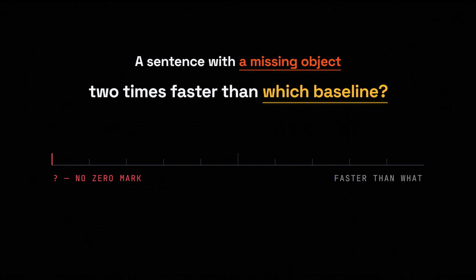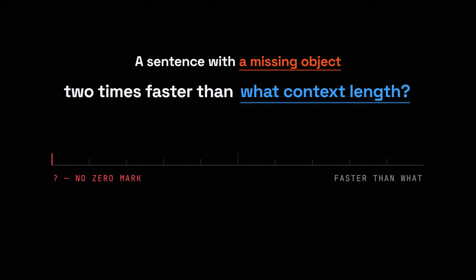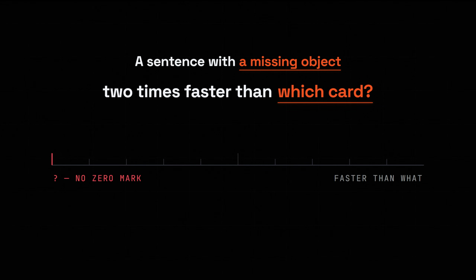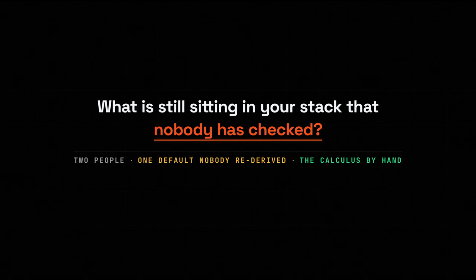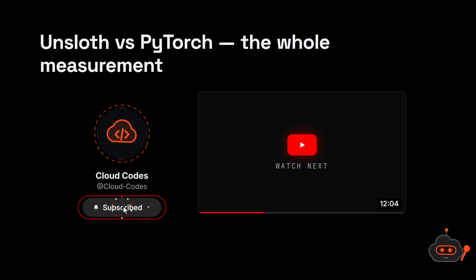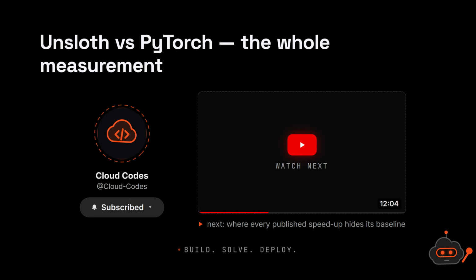2 times faster is a sentence with a missing object, and a field that repeats it without the object teaches people to shop for numbers instead of measurements. Which leaves the one question I would carry out of this. Unsloth exists because the 2 people who built it looked at a default that had not been rederived in years and did the calculus by hand anyway. So what is still sitting in your stack that nobody has checked?